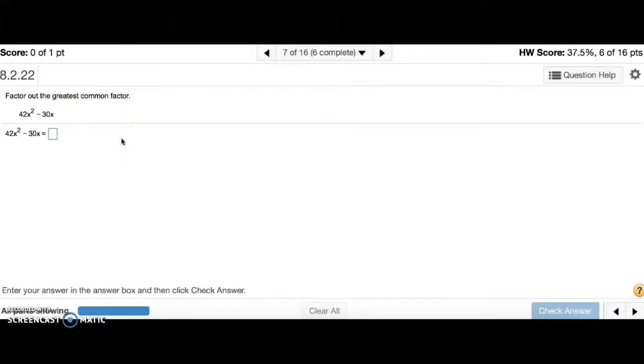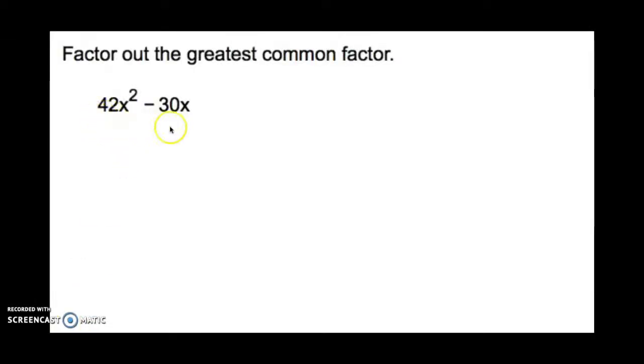Since it says factor out, we need our greatest common factor and everything left after we divide it out. So let's take a closer look at it. So let's look at our coefficients first. We have 42 and negative 30. The largest number that can be divided out of both of them is 6. You can divide 42 by 6 and 30 by 6. And it's the largest number that you can.